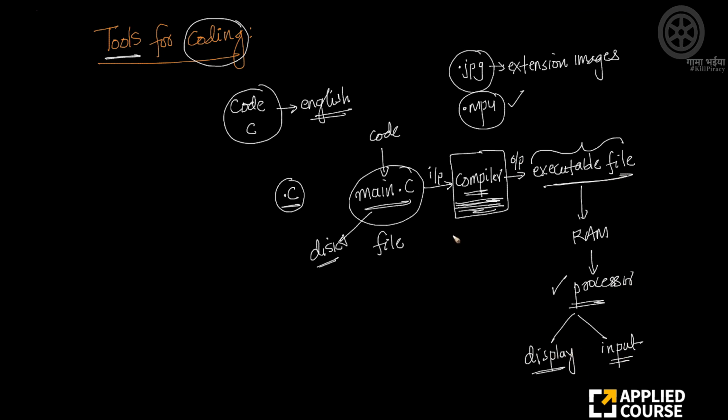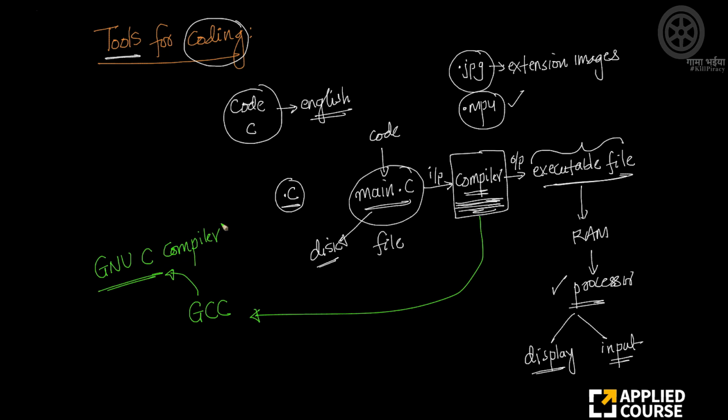Now what compiler shall we use? There are many compilers for C, because C is a fairly old programming language. The most popular compiler is called GCC. The full form of it is GNU C compiler. This is one of the most popular compilers for C itself.